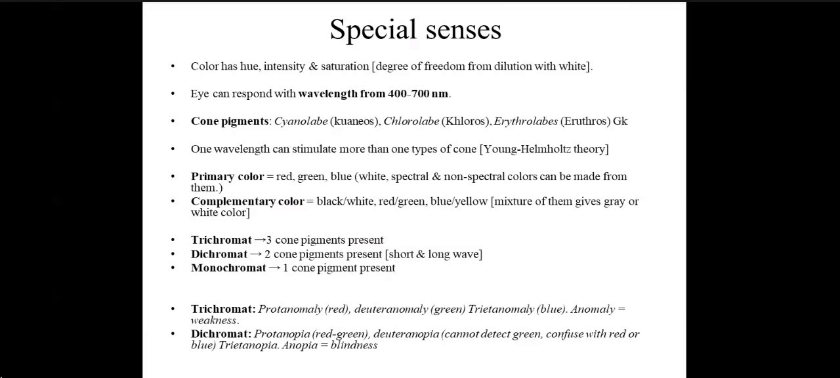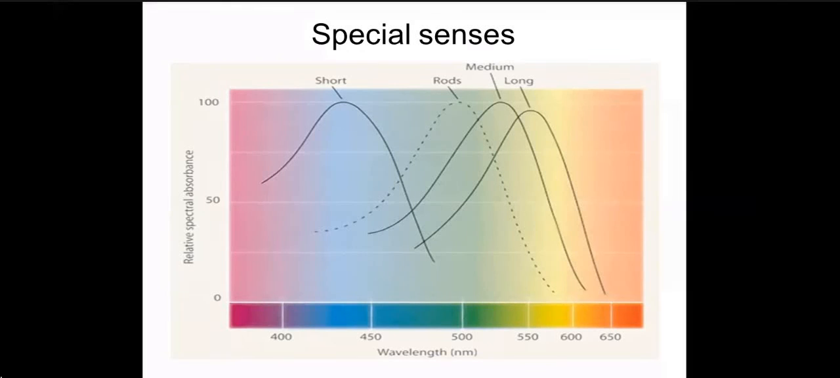Yes, sir. I can respond with wavelengths from 400 to 650 or 700 nanometers. So 400 nanometer wavelength is small, and 700 is more. So you see, 400 means what? Bluish or purplish, bluish, greenish. These are the short wavelengths. Long wavelengths are red, yellow, orange.